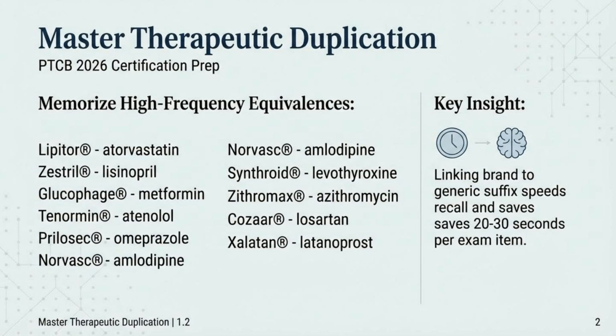Memorize high-frequency equivalences to save time on the exam. Linking brand to generic suffixes can save 20 to 30 seconds per exam item. Some examples include Lipitor to atorvastatin and Zestril to lisinopril.